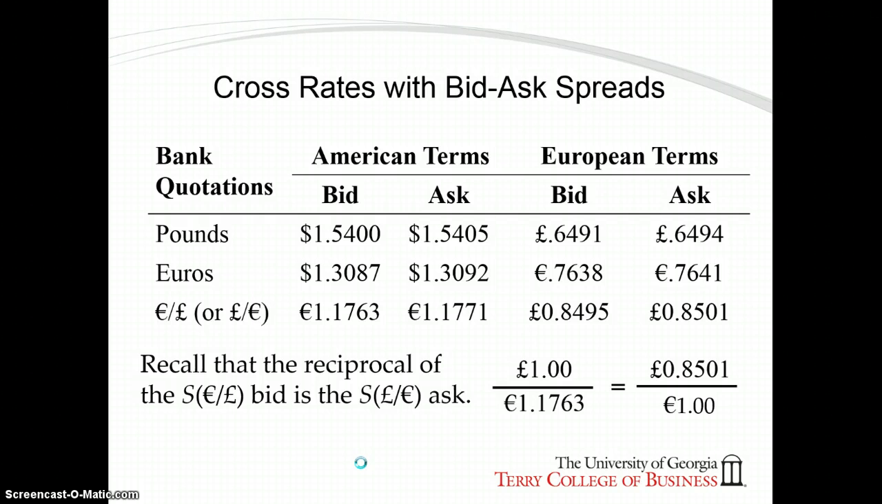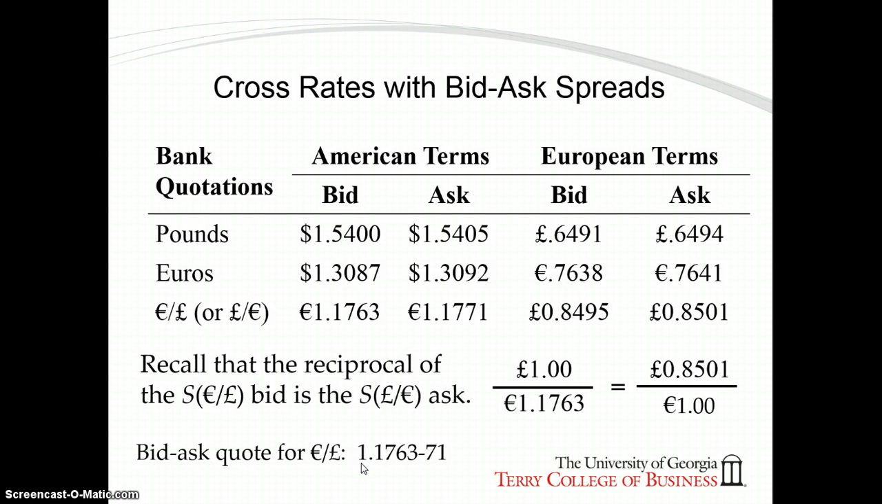This slide simply summarizes all our cross rate calculations. Note that the reciprocal relationship also holds for cross rates. For example, the reciprocal of the euros per pound bid is equal to the pounds per euro ask. Also, take a closer look at the bid-ask quote for the euro to pound. The spread is 0.0008, which is larger than the bid-ask spread for the dollars per pound or the dollars per euro American term rates in the first two rows.